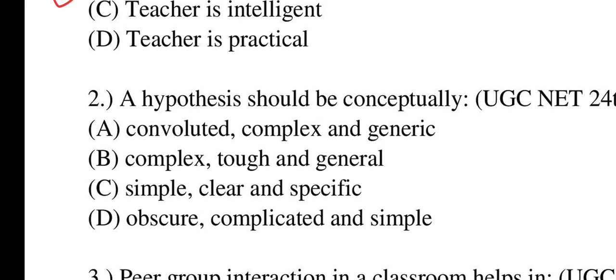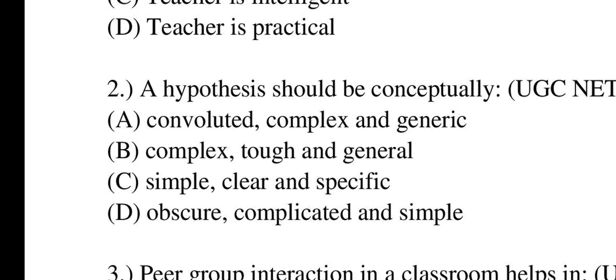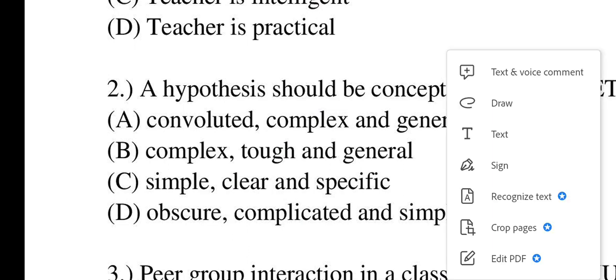Second says, a hypothesis should be conceptually what? A, B, C, D. A, convoluted, complex and generic. B, complex, tough and general. C, simple, clear and specific. D, obscure, complicated and simple. Number two, C will be correct. Simple, clear and specific.